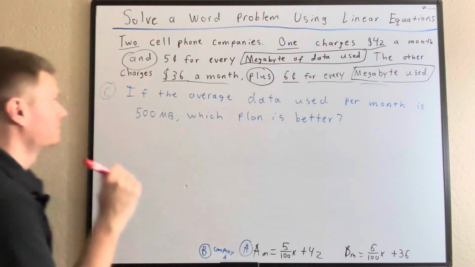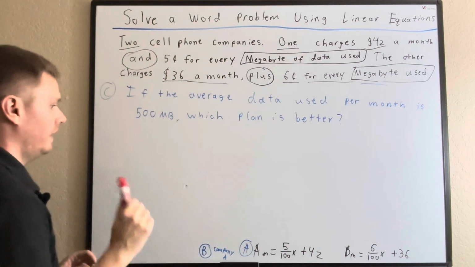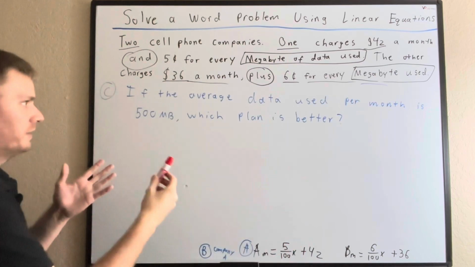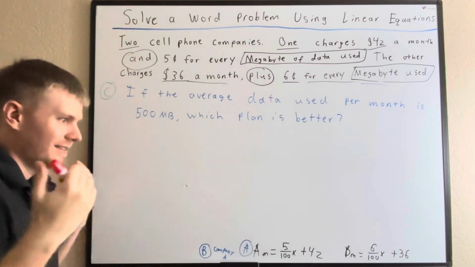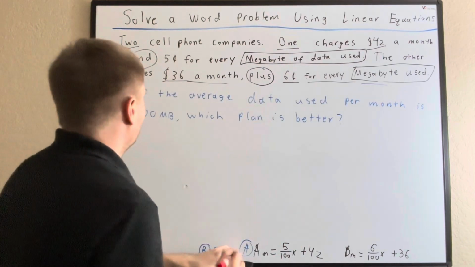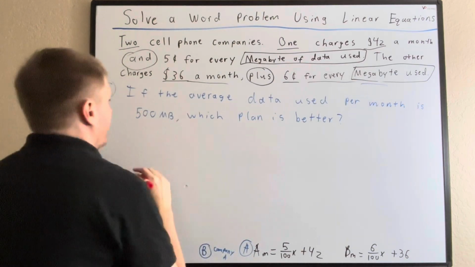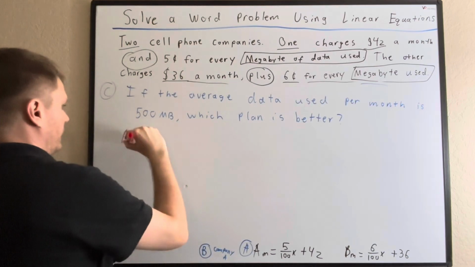All right, now part C. Now we have a different question. If the average data used per month is 500 megabytes, which plan is better? Same thing we just did, but they didn't give us gigabytes this time, so at least we don't have to convert it. And we just plug them in again.